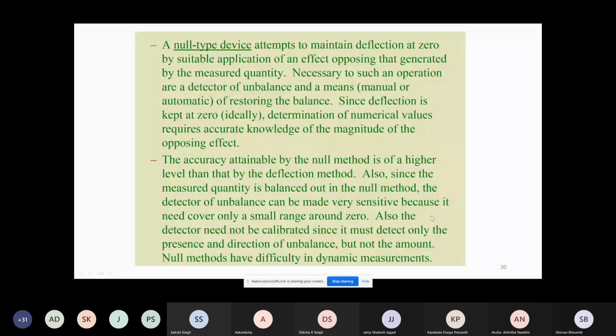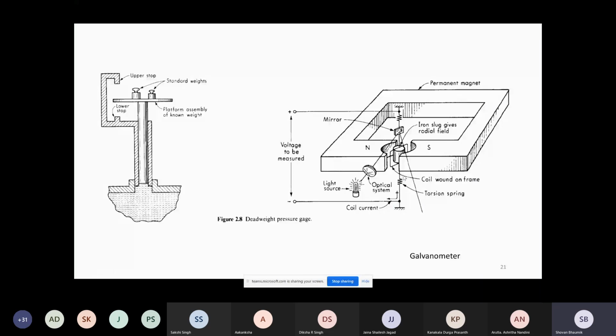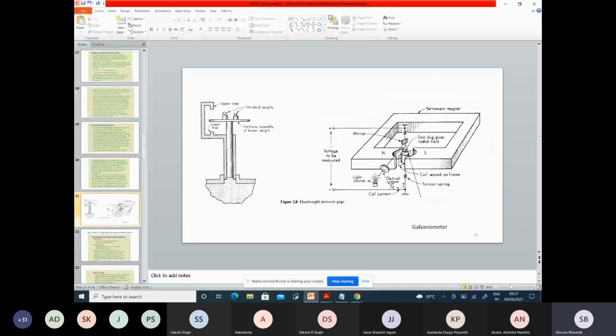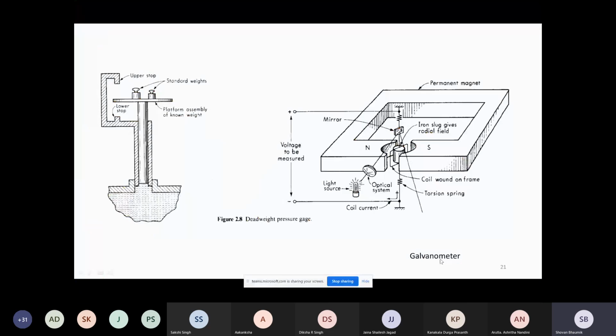Now let's come to one example. I spoke a lot of things, but why did I not give a concrete example? What is the meaning of the deflection method? What do you mean by the dead weight? Now you see the left hand side. The left hand side is a pressure gauge, which is a dead weight pressure gauge. Now let's see how it measures.